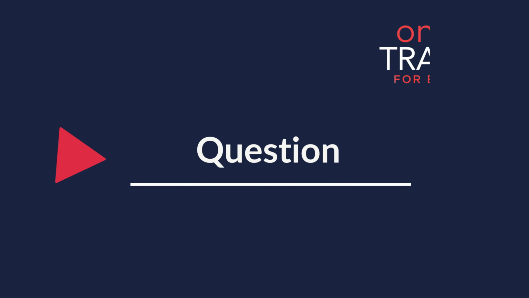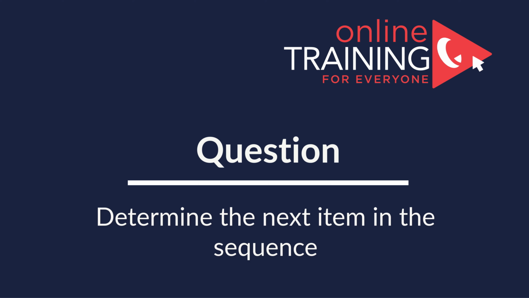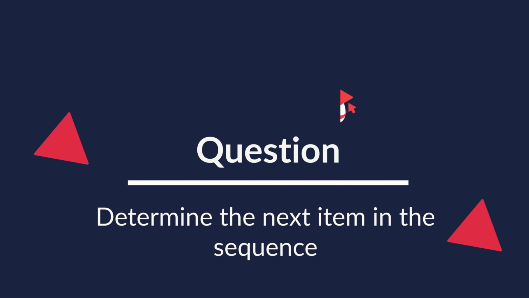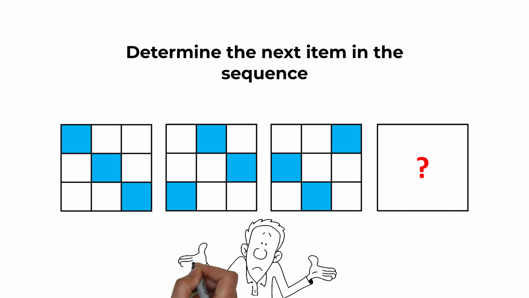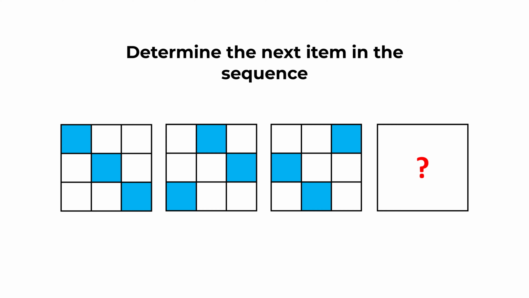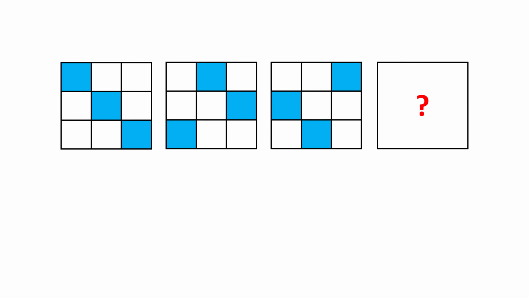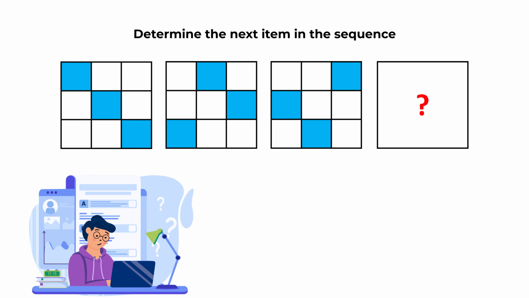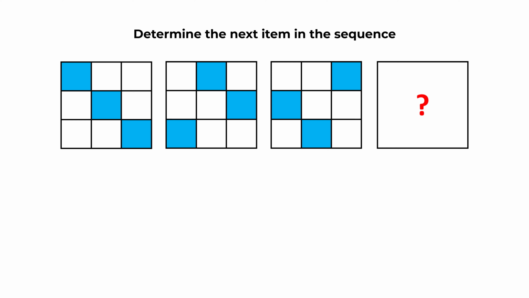Here is a very interesting problem that you might frequently get on the test. You need to determine the next item in the sequence. You're presented with the sequence of large squares. Each large square contains 9 small squares inside, and small squares are of different colors. You need to determine the next item in the sequence, and you have 4 different choices.